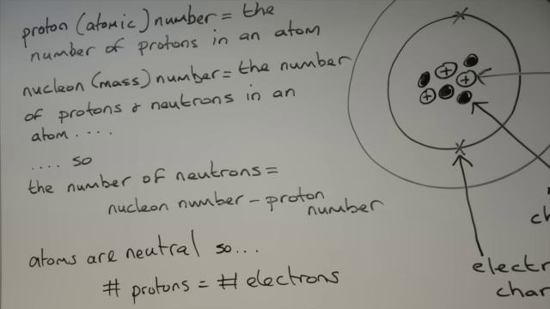So what about the number of electrons? Well, we know that atoms are neutral, and we know that the charge of a proton is +1 and the charge of an electron is -1. So those charges have to balance. Therefore, the number of electrons must equal the number of protons. So, if we know the number of protons, we also know the number of electrons. Therefore, the proton number also stands for the number of electrons. So if the proton number is 3, the number of electrons is 3.